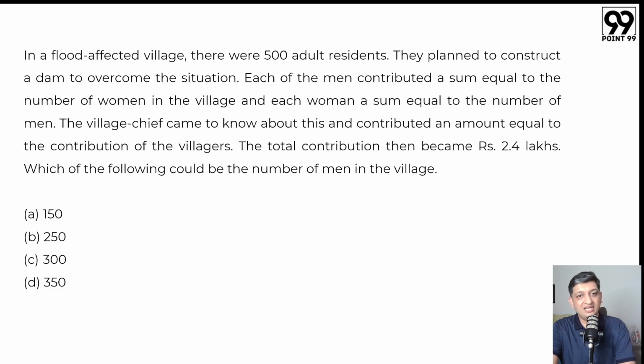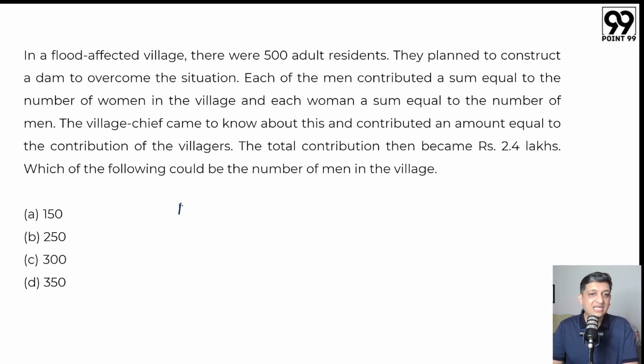Let's have a look at this question. This is a very interesting question, so do try it out once and then you can have a look at the solution. In a flood affected village, there were 500 adult residents. They planned to construct a dam to overcome the situation. Each of the men contributed a sum equal to the number of women in the village, and each woman a sum equal to the number of men.